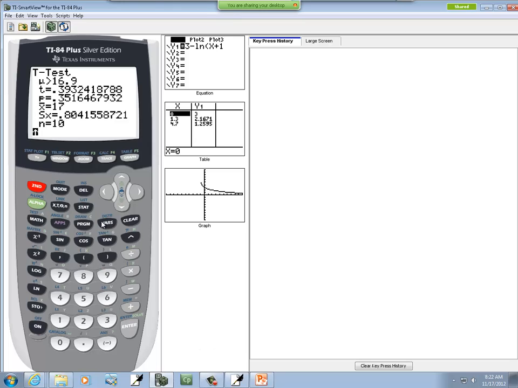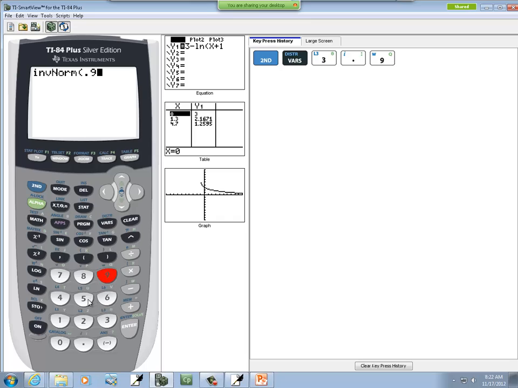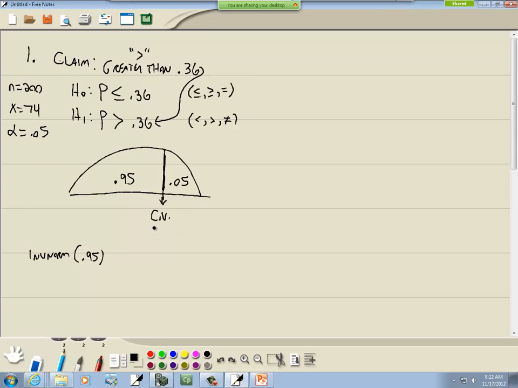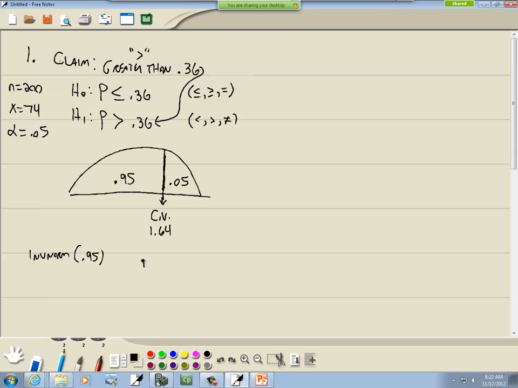Okay, so I'll do second vars, INV norm, 0.95. And that gives us 1.64 for our critical value. For the test statistic, it says use one prop Z test. So one prop Z test.